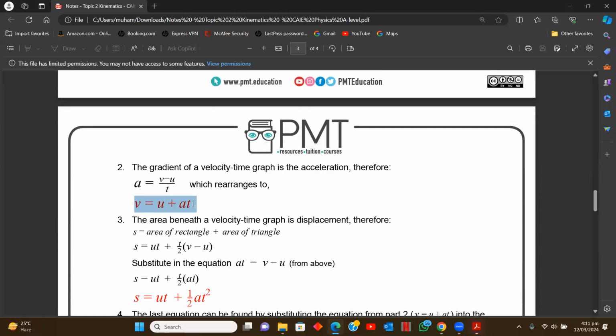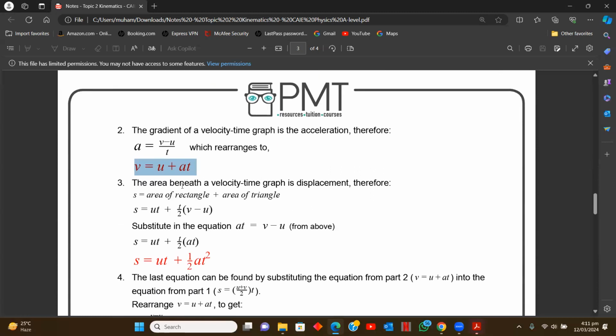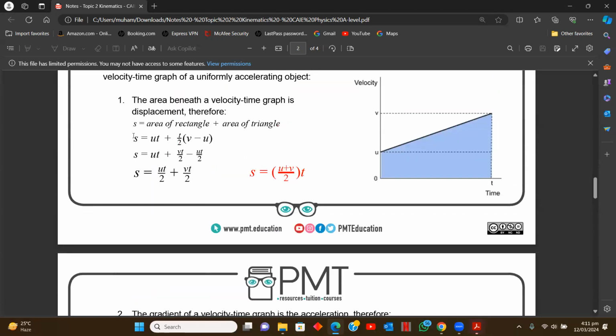Okay, so this is the second equation of motion that we have. Next up, the area beneath the velocity-time graph is displacement. Therefore, this is the same equation as before, the same concept. We're using this particular equation, area of rectangle plus triangle.